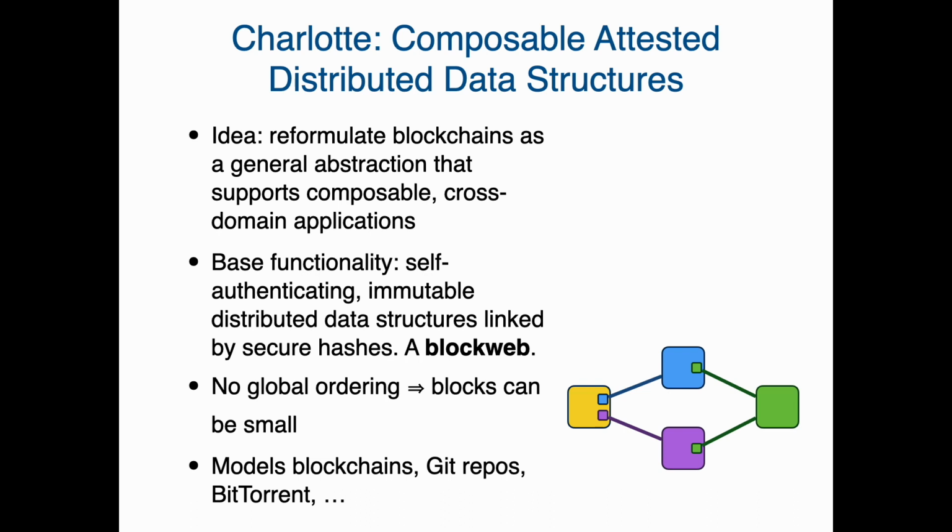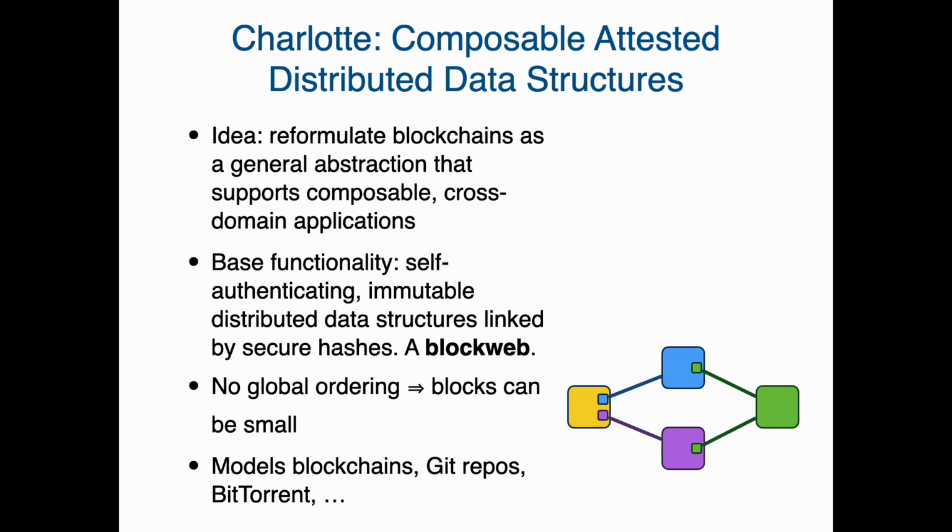So the basic functionality that it's providing is not too surprising. It's a distributed, immutable data structure that is self-authenticating because you can have pointers between different blocks, and those pointers are represented using secure hashes. So we think of this as a block web, and we use the word web kind of to allude to the web that you all know. This is kind of like that. It's intended to be a low-level structure that you can build higher-level things on.